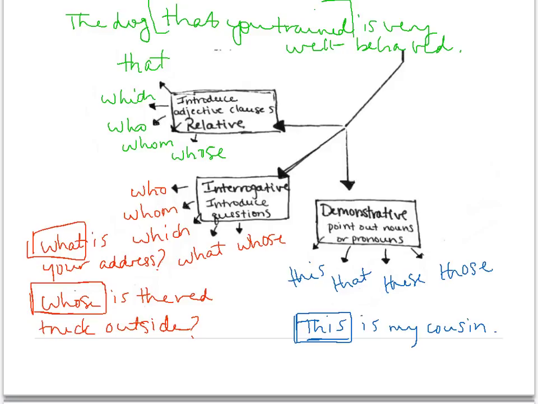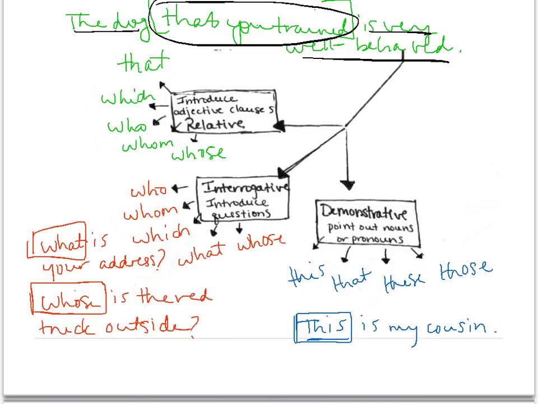That you trained is the adjective clause. It has a subject and a verb, which is what makes it a clause. The dog is very well behaved. That is an independent clause on its own. That you trained is an adjective clause because it tells me which dog, and that is a relative pronoun because it introduces the relative or adjective clause.